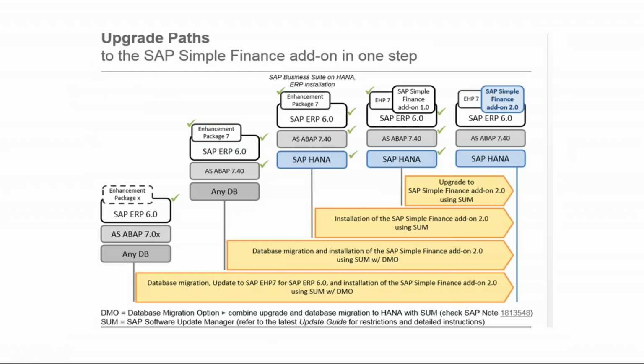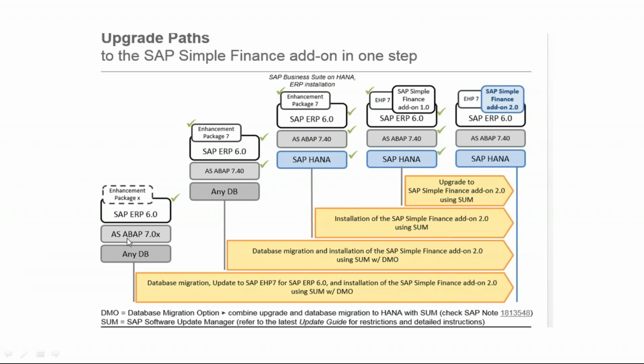Whenever you start your upgrade path, first you have to go to the HANA database. Once you go to the HANA database, then we do the S4 HANA migration, S4 HANA Finance migration. So the prerequisite is you should be on the HANA database. To go to the HANA database, you should be on EHP 7. Otherwise, during the migration to the HANA database, you have to update to EHP 7, and only then can you migrate to HANA database. That is what we are seeing on this screen.